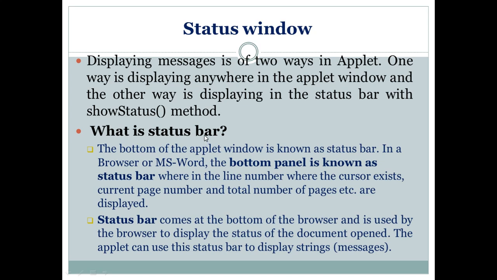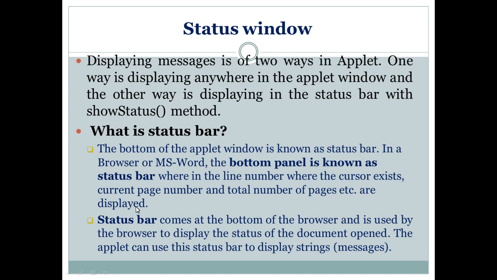So what is a status bar? The bottom of the applet window is known as the status bar. In the browser or MS Word, the bottom panel is known as the status bar. हमने बहुत बार देखा होगा, कोई भी अगर स्ट्रीम है तो ऐसे स्क्रोलिंग कंटिन्यूस एक जो पट्टी ऐसे जाती है, लाइक एडवर्टाइजमेंट में भी देखो नीचे एक कंटिन्यूसली स्क्रोलिंग एक जाता है. So that is nothing but the status bar, where the line number, the current page number and the total number of pages etc. are displayed.